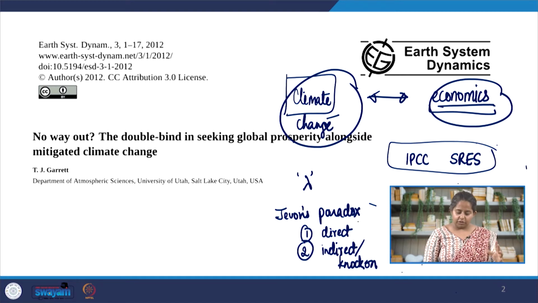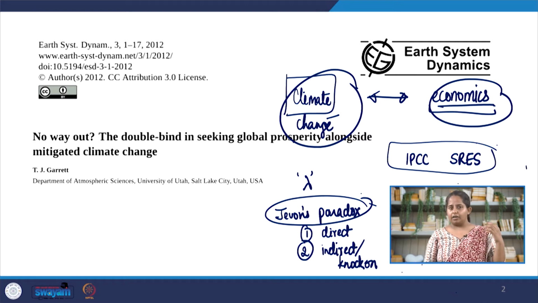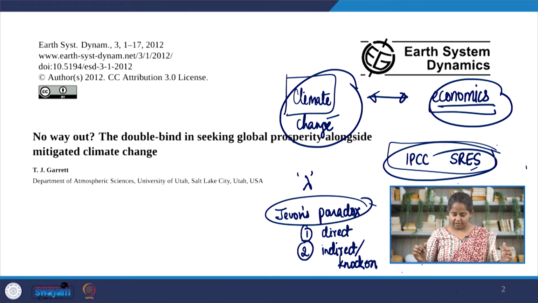Now, because of both direct and indirect effects, Jevons paradox says, as our ability to use energy becomes more efficient, we will not use less of it, we will not emit less carbon, we'll emit more carbon. This is the basic premise that the author of this paper has against the IPCC models. So let's build the model.